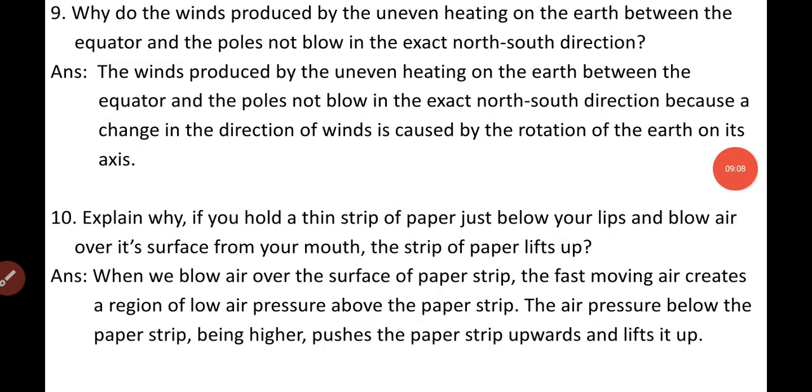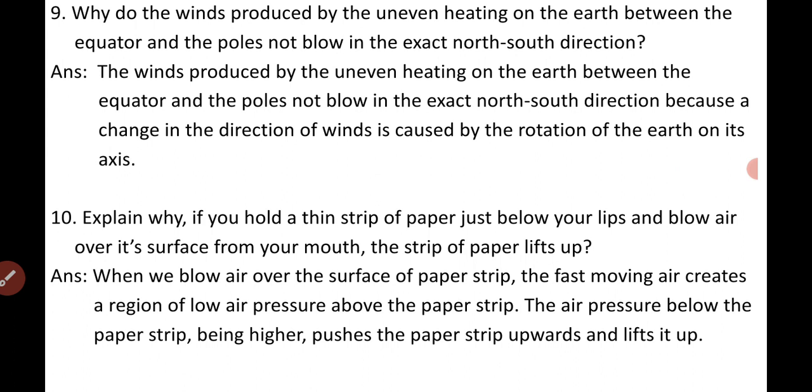So question number 10, this is the answer of question number 10. When we blow air over the surface of a paper strip, the fast moving air creates a region of low air pressure above the paper strip, and the air pressure below the paper strip being higher pushes the paper strip upwards and then it lifts it up.